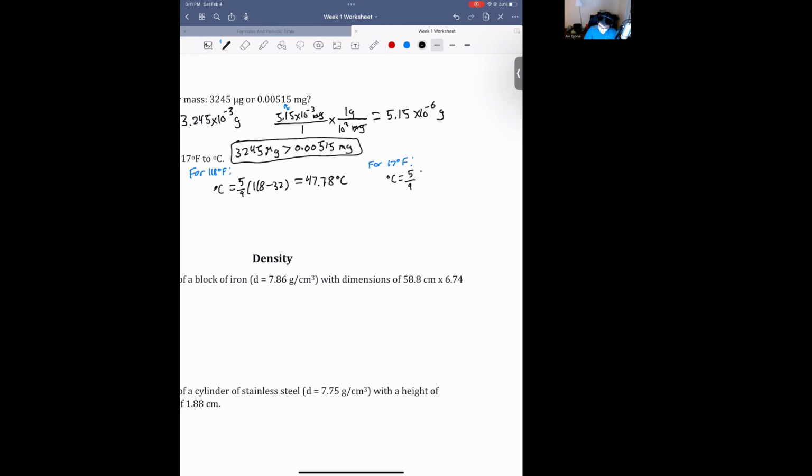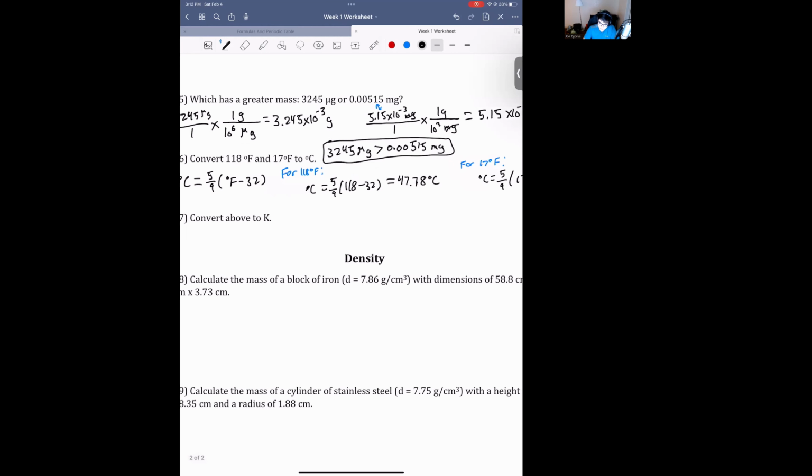we have 5/9 times 17 minus 32. Can you just plug that in your calculator? And we end up getting negative 8.33 degrees Celsius. Right, so this one you're just plugging and chugging into this formula. So that is it for that.